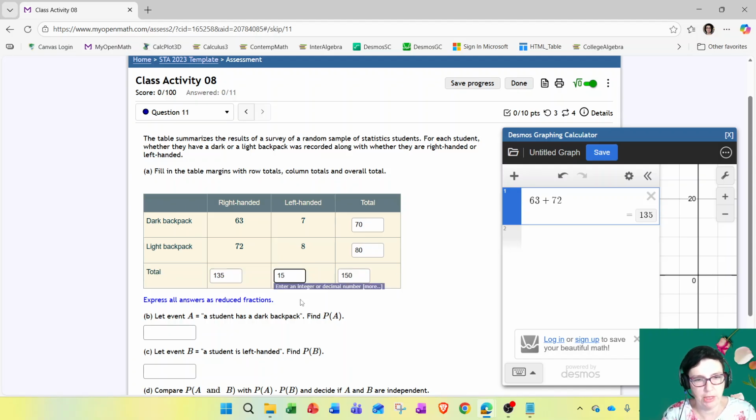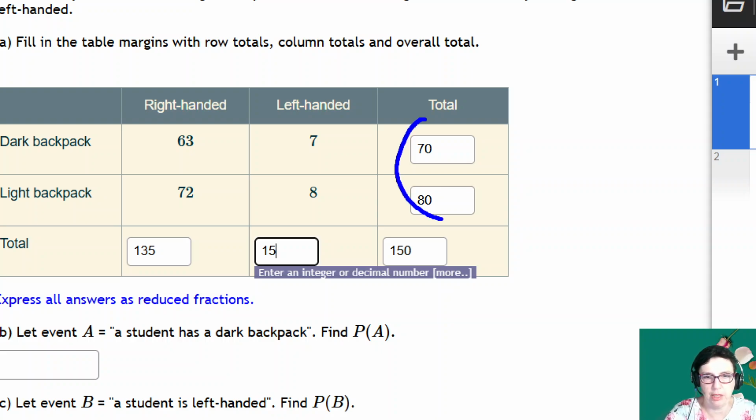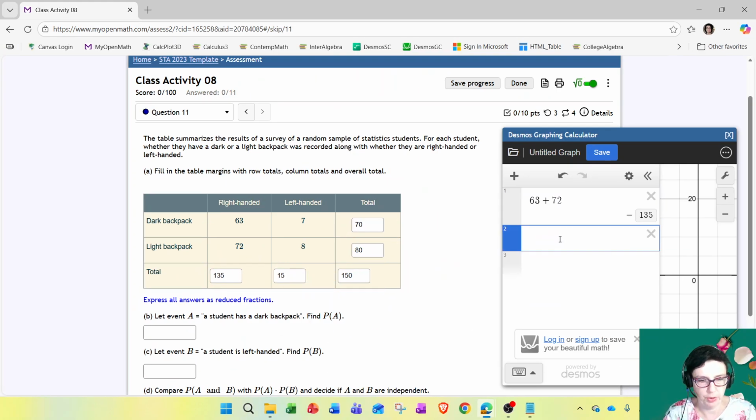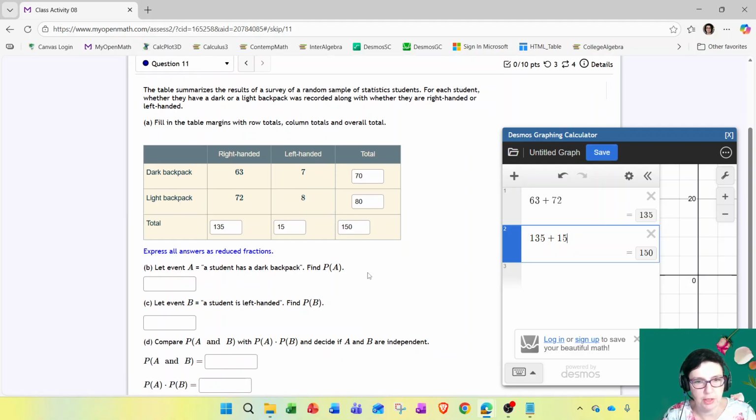By the way, one of the things that you should always check is to see if this adds up to the grand total, but also if these two also add up to the same total. That would be a nice double check to make sure you have not mistyped something or miscomputed. Okay, so it looks like 150 is the total.